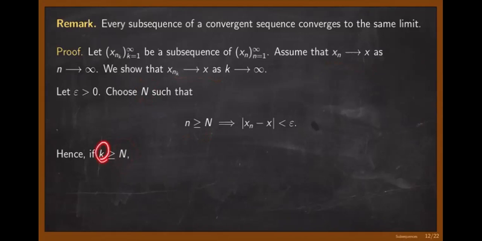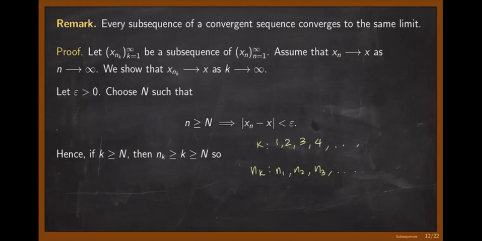You'll see why. If I take k exceeding N, you'll see that n sub k is an integer bigger than or equal to k. Why? Your k goes 1, 2, 3, 4, and so on, and your n sub k goes n1, n2, n3. Remember, n sub k doesn't have to start at 1. It skips around; this is where you pick the terms. If this is strictly increasing, for example if your n1 starts at 2, it's already bigger than 1. Your n2 is always at least 2, and your n3 is at least 3, because it can skip. So this inequality always holds: n sub k is at least k.